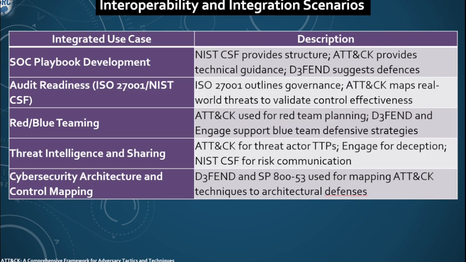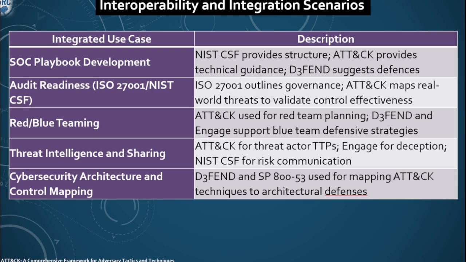Let's now look at the interoperability and integrations. An integrated use case is SOC playbook deployment. NIST CSF provides the structure, ATT&CK provides technical guidance, and Defend suggests the defense of it. From an audit readiness perspective, ISO 27000 outlines the governance, and ATT&CK maps real world threats to validate control effectiveness. The control effectiveness part of the process can leverage the ATT&CK framework from a red and blue team perspective. ATT&CK is used for red team planning, while Defend and Engage support the blue team defensive strategy.